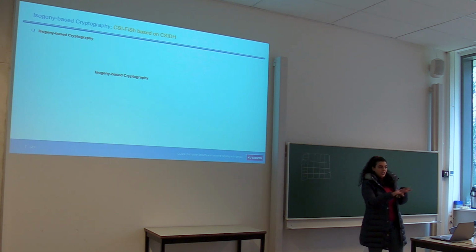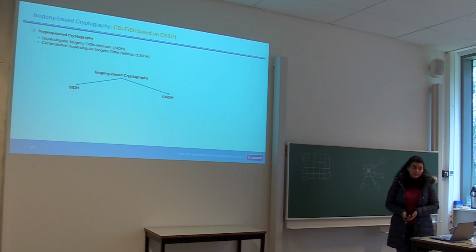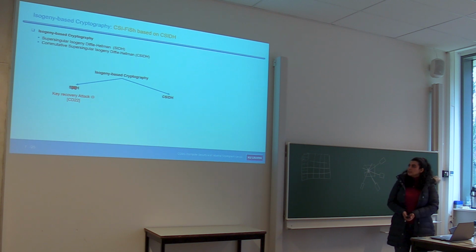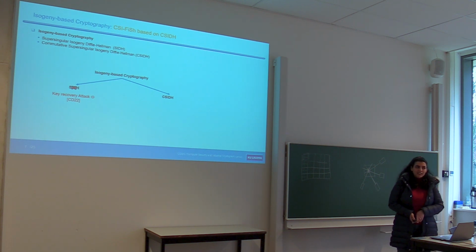First, I will say a high-level idea, and then I will go through them. In isogeny-based cryptography, we have two main branches: SIDH or CSIDH. SIDH was broken by Wouter and Thomas last year by a key recovery attack, but the CSIDH branch is still alive. And CSI-FiSh is based on CSIDH or CSIDH.